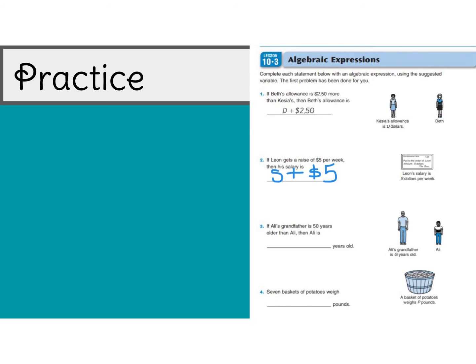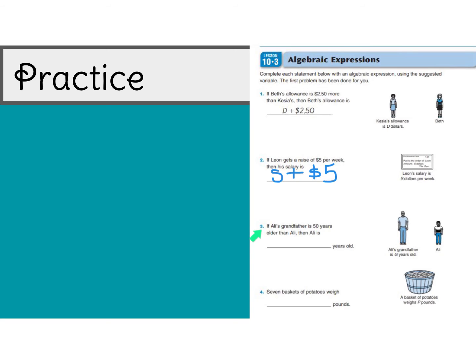So S stands for his salary, and he's getting a raise, so that means he's getting more money. So that's how we have the addition sign there. And then we put the $5. So let's take a look at our third problem here.